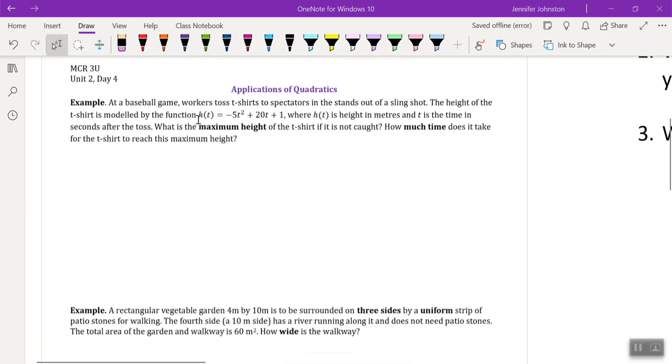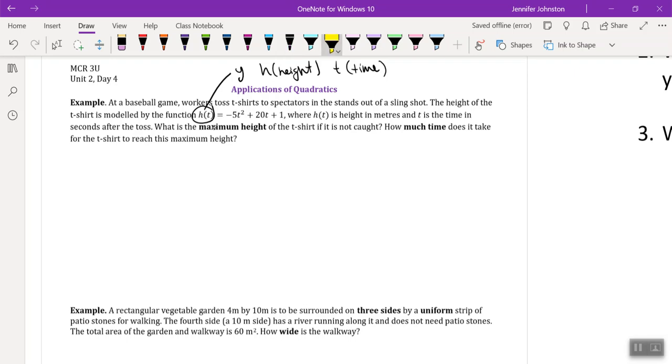Right, so we have a baseball game. Workers toss t-shirts to spectators in the stands out of a slingshot. The height of the t-shirt is modeled by the function h of t, which is just a nice way of putting y, but it's actually showing that h is the height and t is the time. So that's the height in comparison to the time, where h of t is the height in meters and t is the time in seconds.